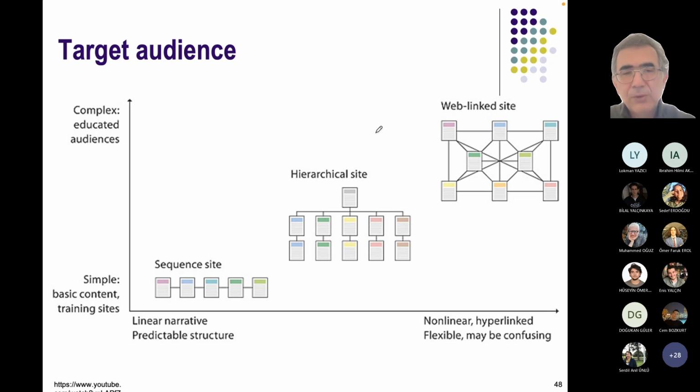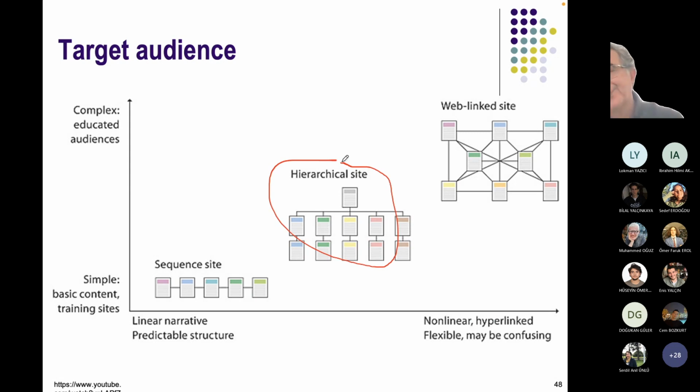Linear structures are good for simple basic content training sites. So it's more for less educated users. For educated users, links are more preferred. In the middle, hierarchical site structure, best of everything, neither more educated nor less educated, average education and average flexibility gives us the hierarchical site. Okay.